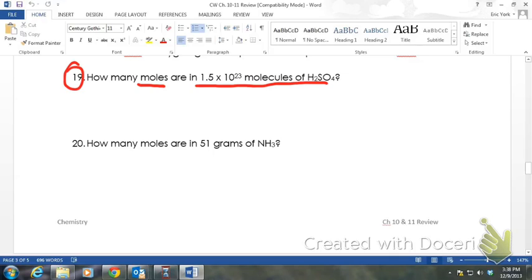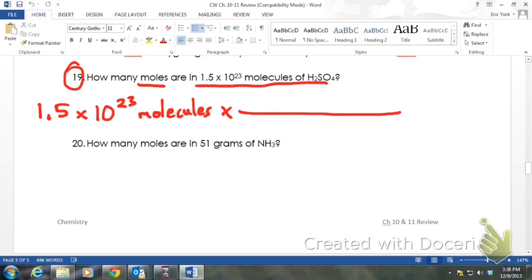So with these conversion problems, we start with what the problem gives us. So in this case, it's 1.5 times 10 to the 23rd molecules of H2SO4. We set up our conversion factor, and then we set it equal to. Now the problem's asking for moles, so we're going to put moles over here, MOL. Now, because we want molecules to disappear, we want that to cancel out, so we're going to put molecules down here. And then the unit that we want to be left with are moles, so we put moles up here.